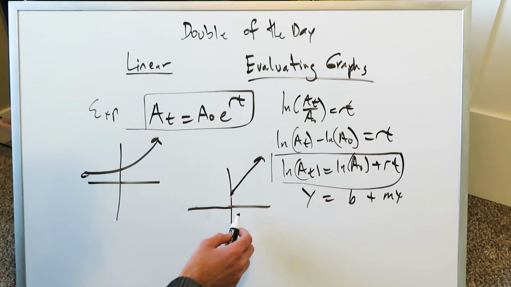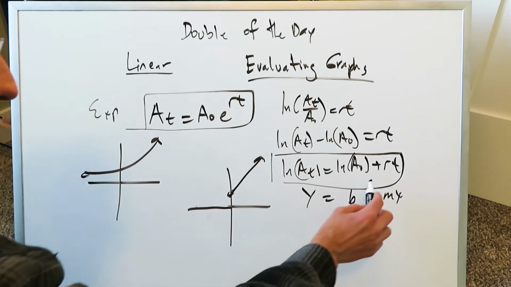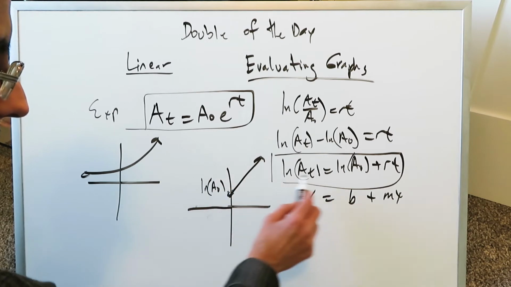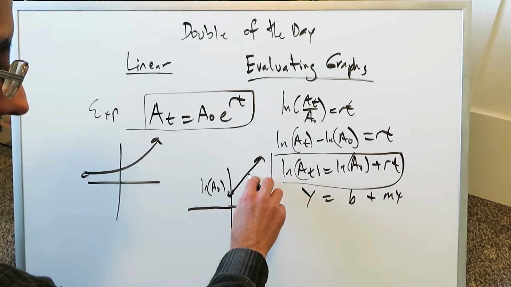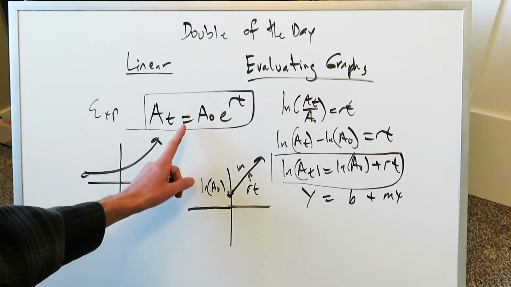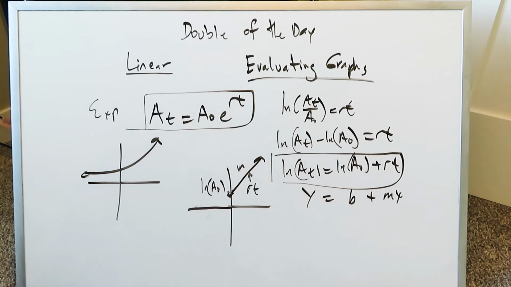In terms of the graph, it would look like that. My natural log ln A0, my y-intercept, is this. My rate would be the slope of this line. Whatever that slope is, that's your rate. And that right there is how you can convert one form into another. So linear equations can very well be derived from non-linear equations by means of laws and procedures.